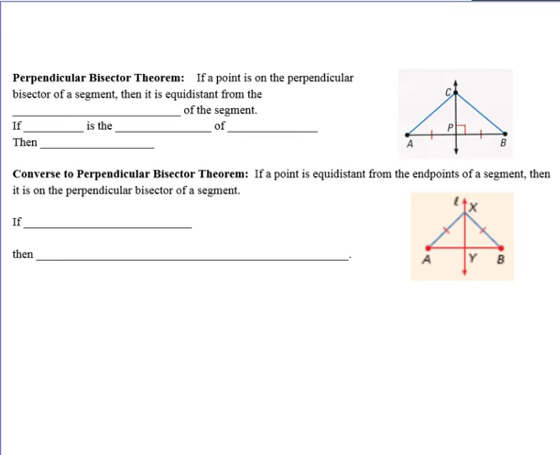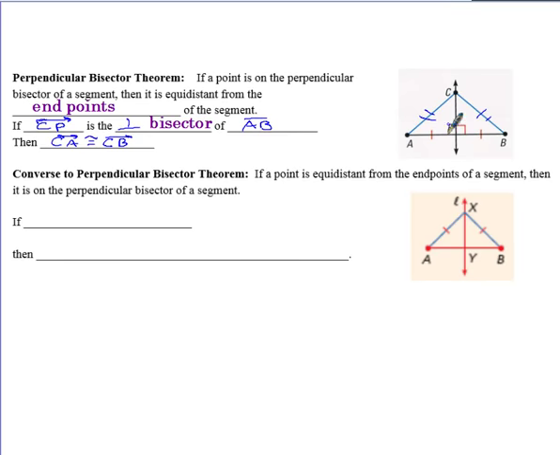Talking a little bit more about perpendicular bisectors, there's something called the perpendicular bisector theorem, which basically says that if a point is on a perpendicular bisector of a segment, then it is equidistant, just meaning equal distance, from the endpoints of the segment. In other words, if I have CP, and I tell you that it is the perpendicular bisector of segment AB, then I can claim that CA is congruent to CB. So I would be able to mark this.